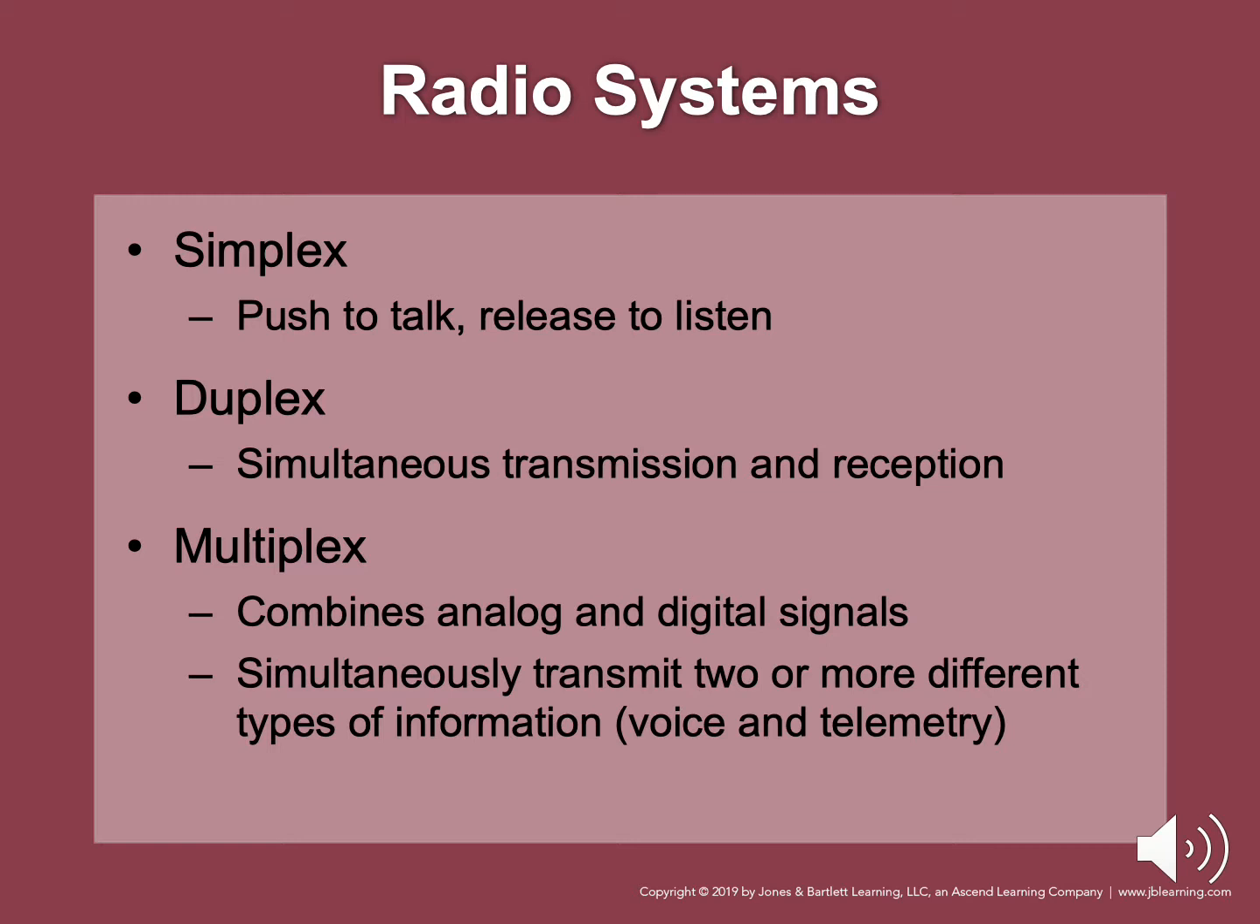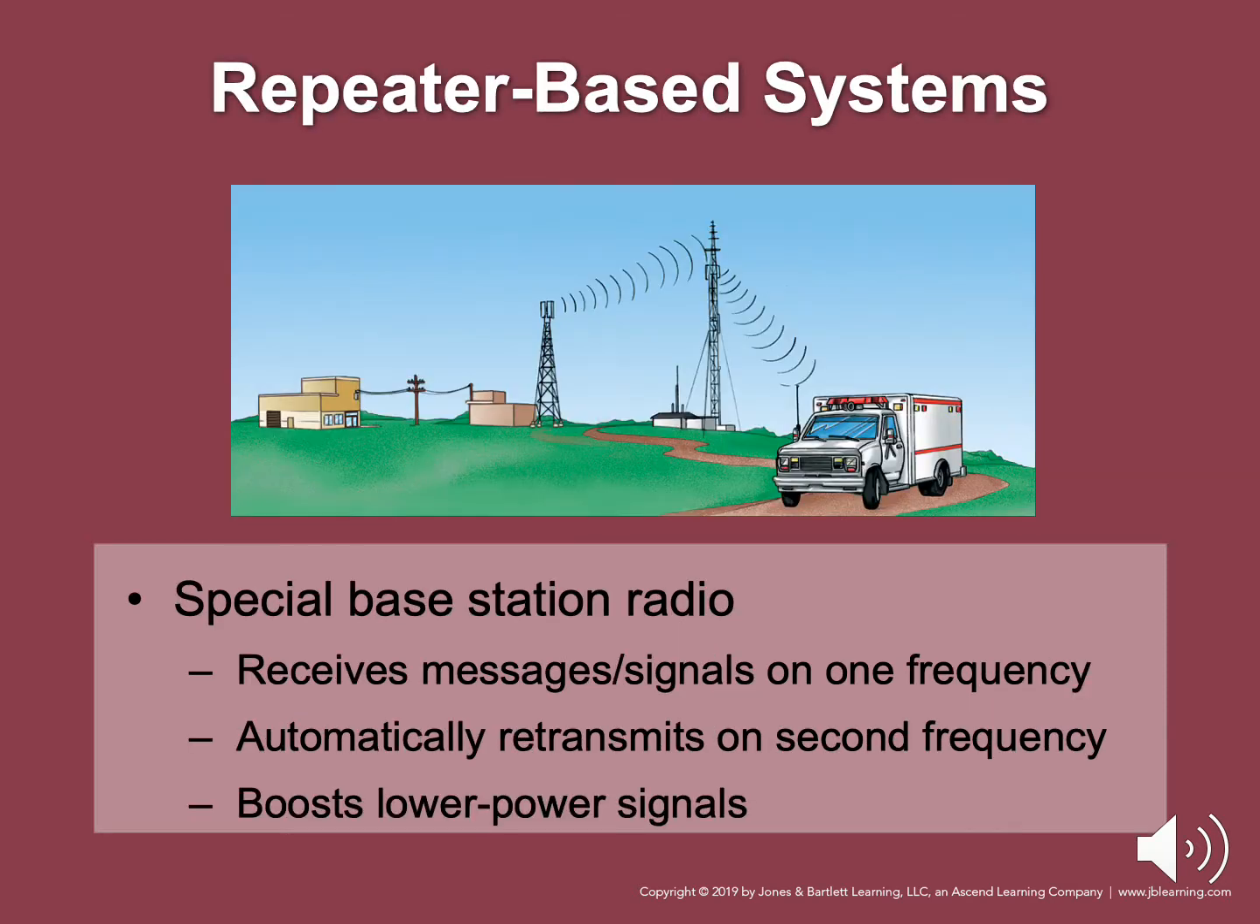A repeater based system is one that receives messages and signals on one frequency. It automatically retransmits messages on a second frequency, and you are able to receive low power signals, such as those from a portable radio from a long distance away, and rebroadcast with all the power of the base station. So basically, those repeater-based systems reboost the signal so that it can be transmitted a much further distance.